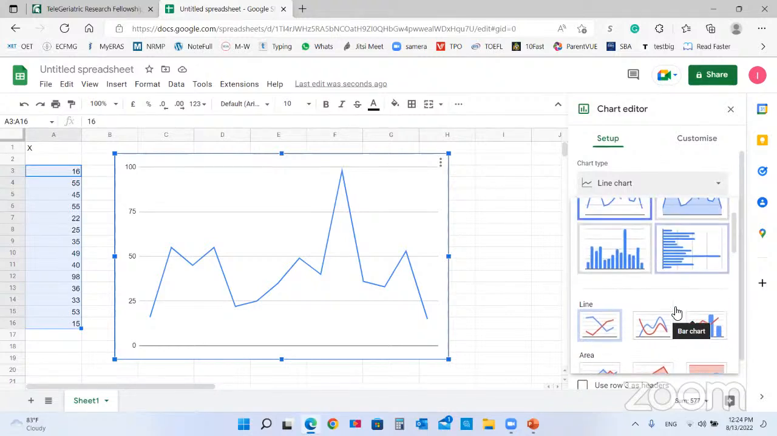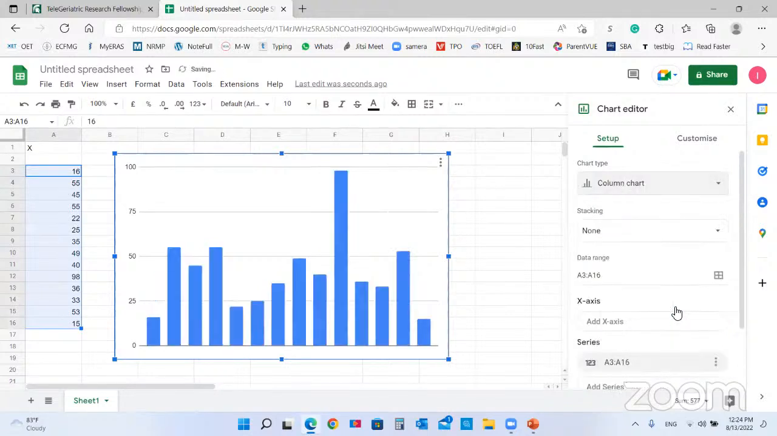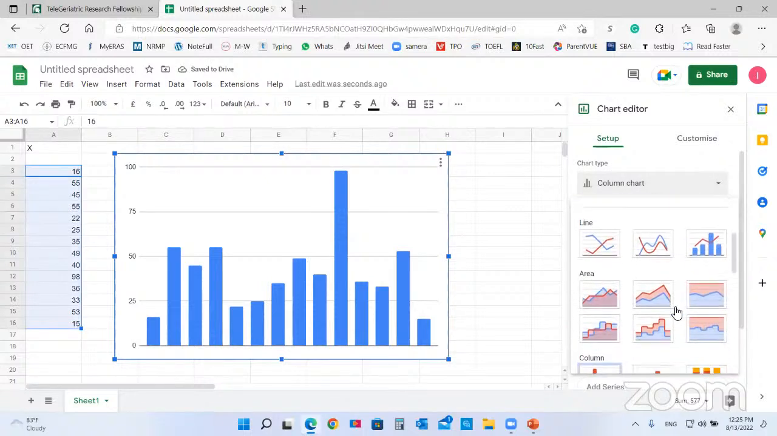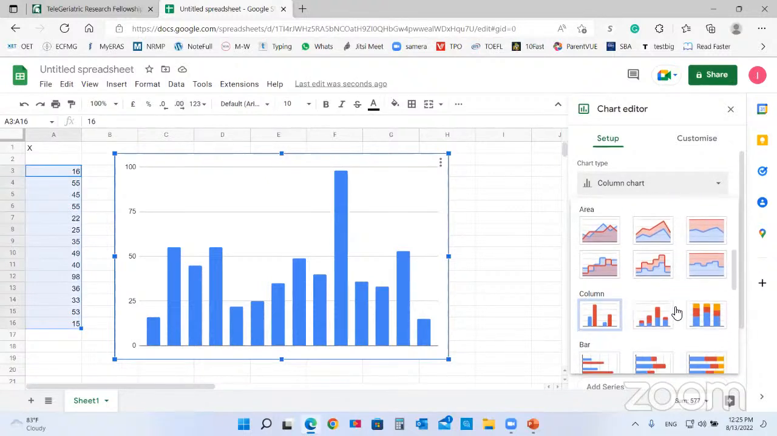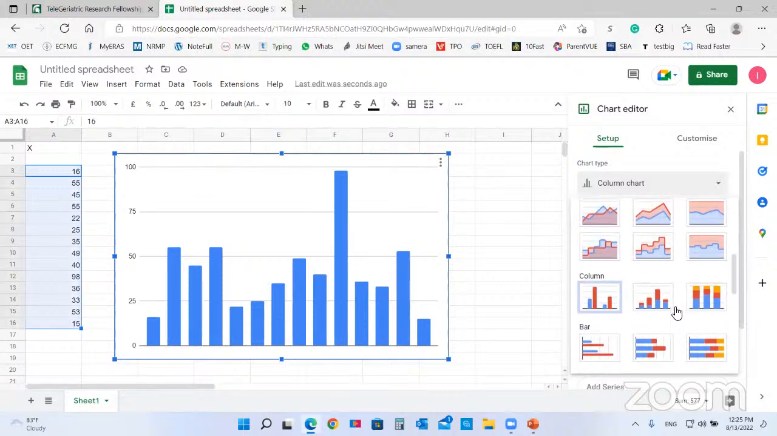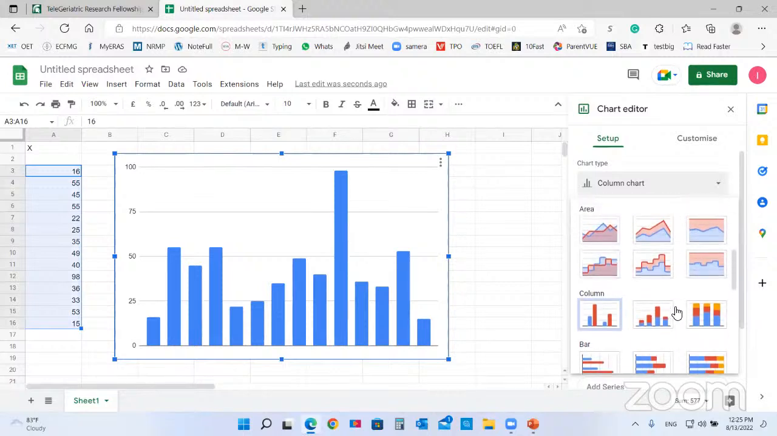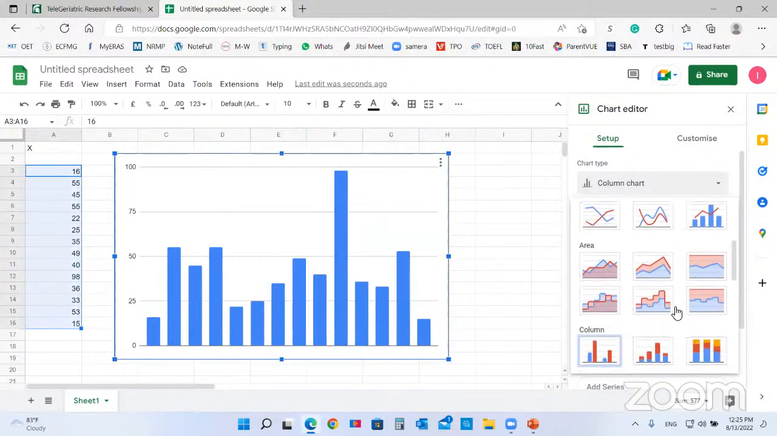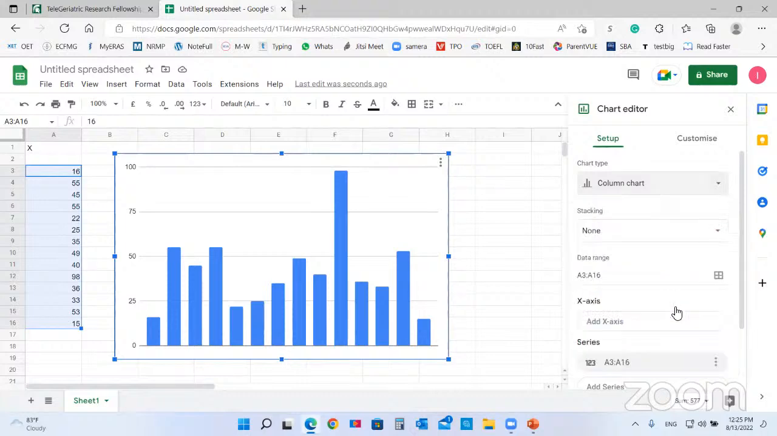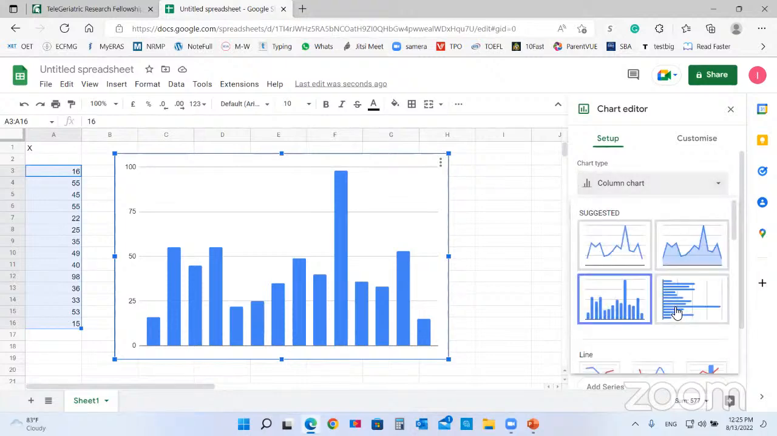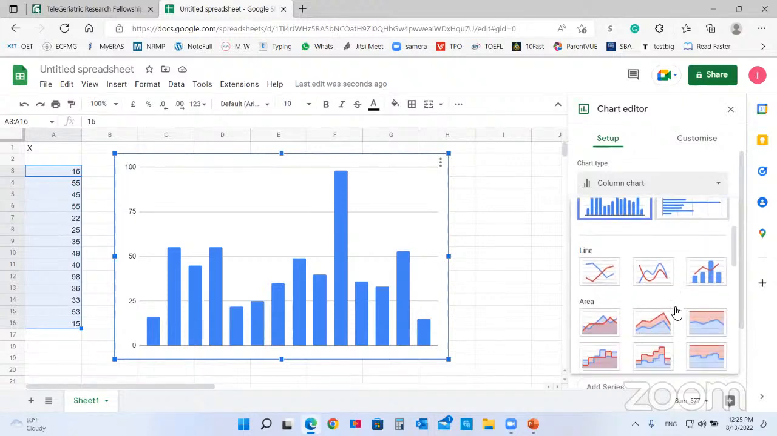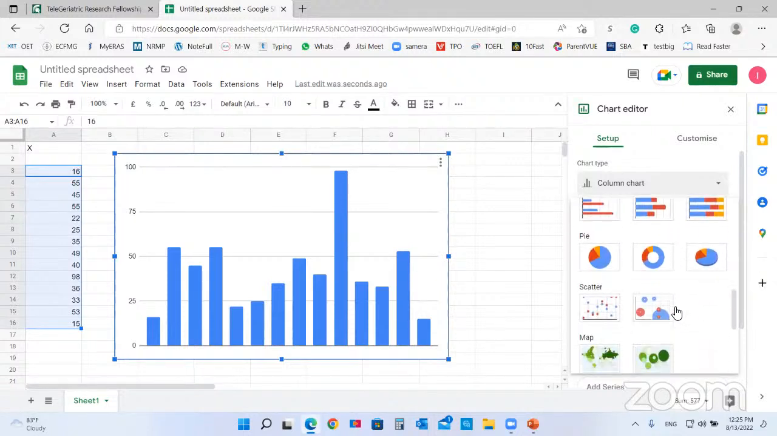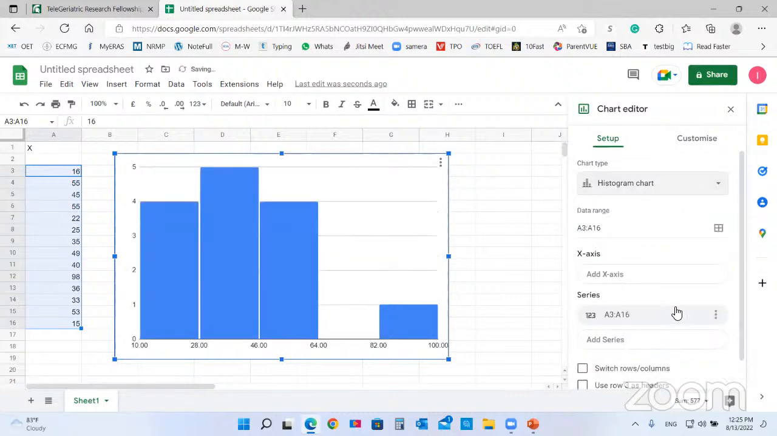Okay, this is our histogram. No, this is not histogram, sorry. This is column. I don't see histogram. Why not? Dr. Nadir, could you help me? Here it is. Yeah, I found it. Okay. So this is our histogram here.